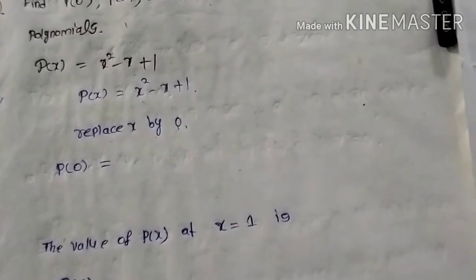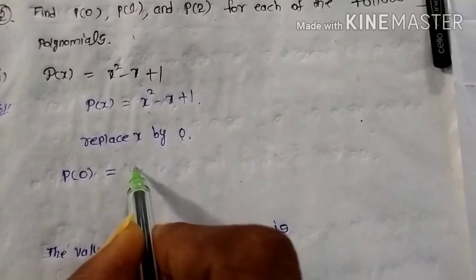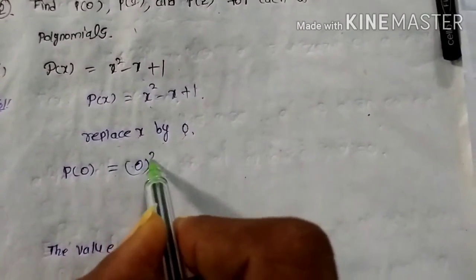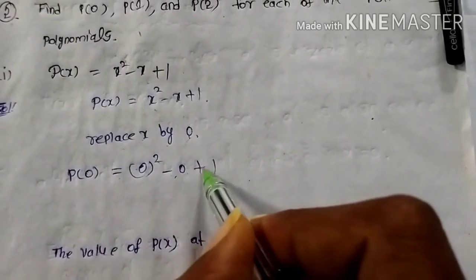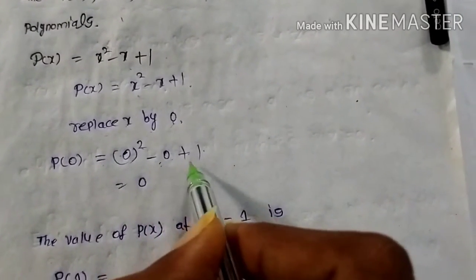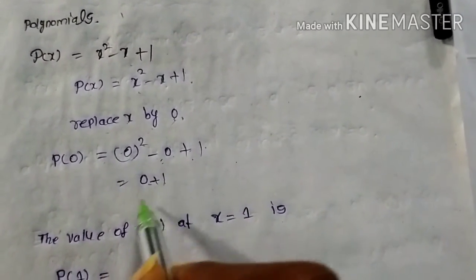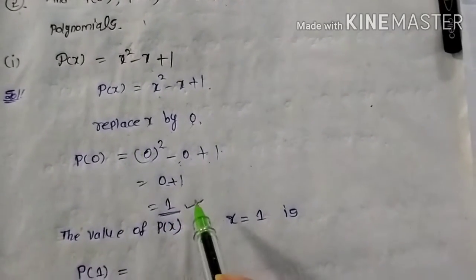That means here p of 0. P of 0 means, can I write there, see, 0 whole square minus 0 plus 1. Yes or no? x square minus x plus 1. Yes. 0 square means 0. Minus 0 plus 1 means it is plus 1 only. 0 plus 1 how much? 1 only. Yes or no? Your answer is how much? p of 0 is equal to 1.